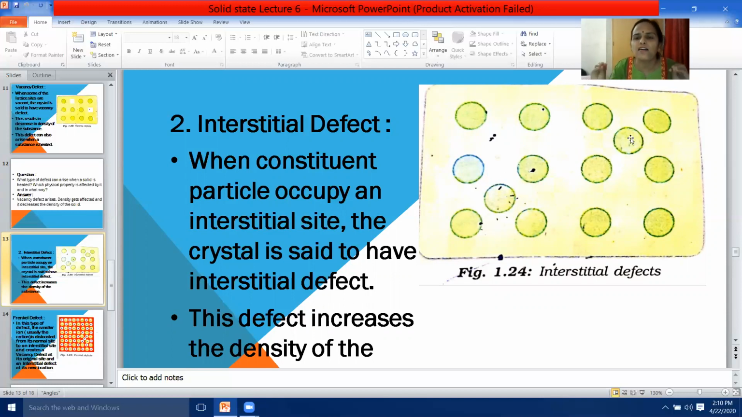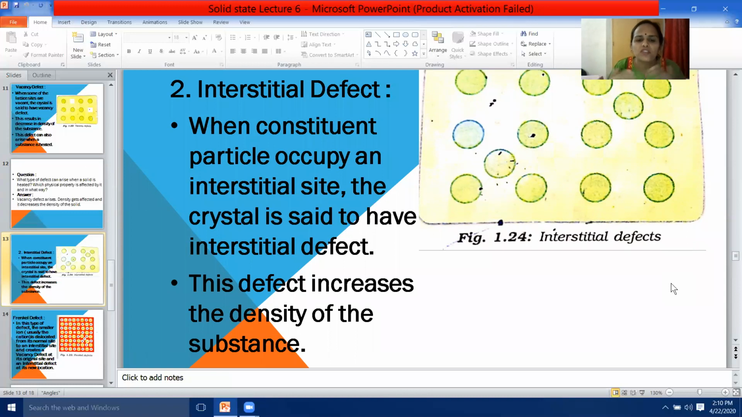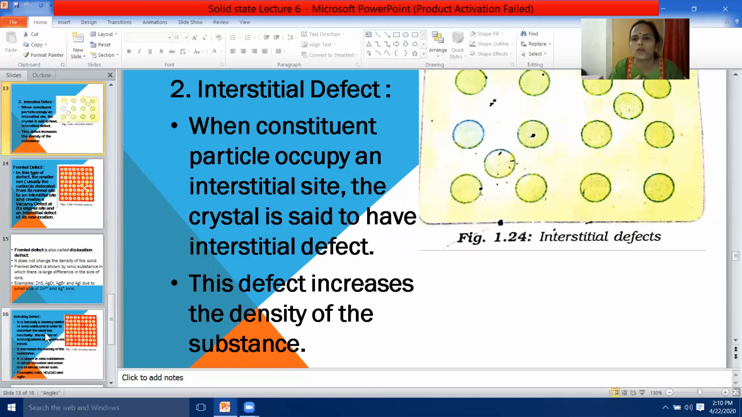Interstitial sites are empty spaces that are available. So the constituent particle occupies those interstitial sites, and the crystal is said to have an interstitial defect. Since more particles are present in the crystal in this interstitial defect, the density of the substance increases. It increases the density of the substance as a whole. So that is interstitial defect.